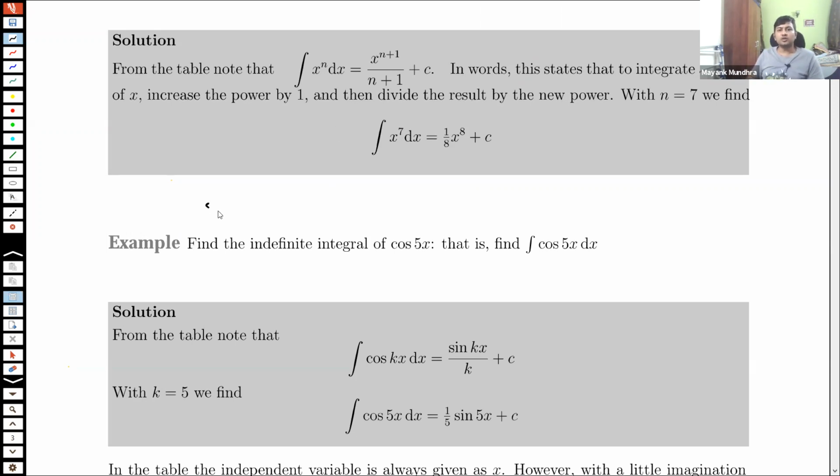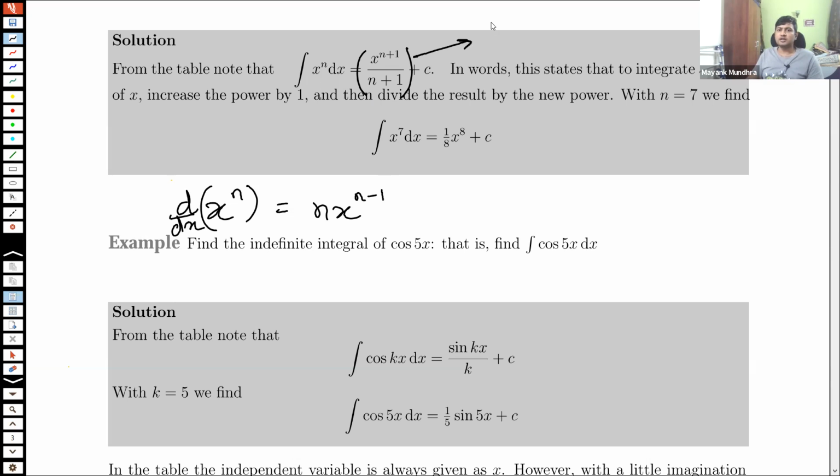In general, I told you the differentiation of x to power n, that is d by dx of x to power n, is n x to power n minus 1. Now we are looking at integration of x to power n. So the integration of x to power n is x to power n plus 1 upon n plus 1, plus c. Again, simple to check.